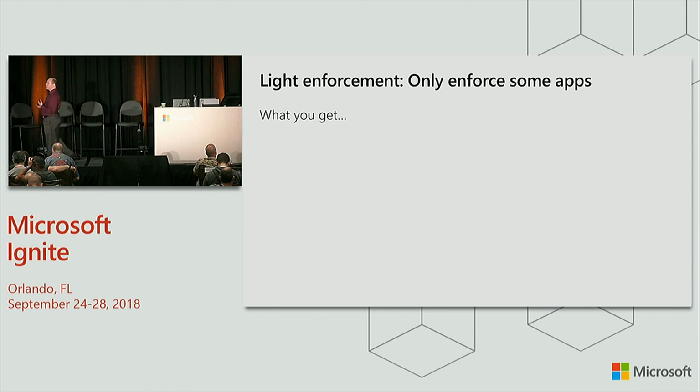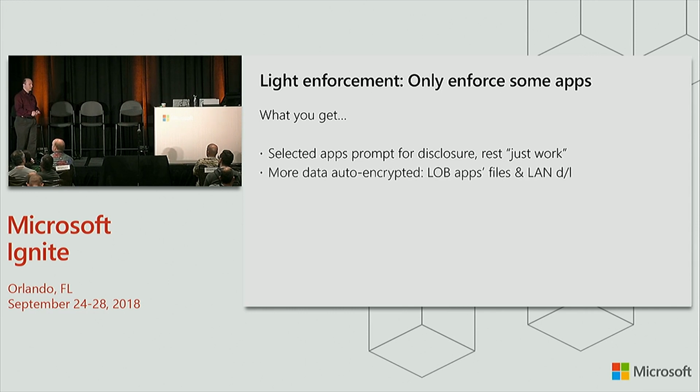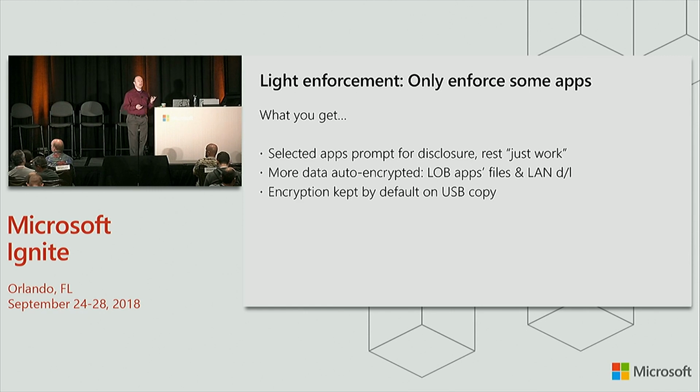Another option, maybe you're past the point of doing just selective wipe and you want to at least have a little light enforcement on your users. What could you get? Selected apps do prompt for disclosure. The rest of them just work, right? More of your data will be auto-encrypted. The idea being you'll add your line of business applications and your LAN configurations so that when you're downloading from the local area network, it's getting protected. You get that default protection on the USB copy.